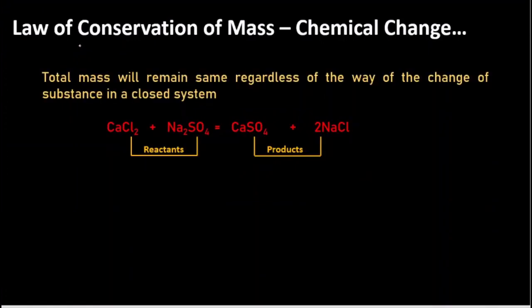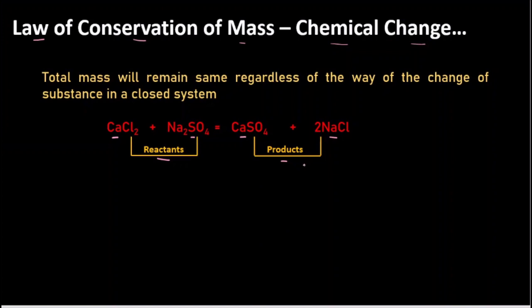Here is the example to see law of conservation of mass holds good for chemical changes. So according to the rule, total mass will remain same regardless of the way of the change of substance in a closed system. Here in the left hand side of this balanced equation for this reaction, we can see calcium chloride and sodium sulfate. These two are the reactants and they are allowed to react with each other. Finally, we are getting calcium sulfate and sodium chloride as the products of this reaction. We can see a balanced reaction over here.